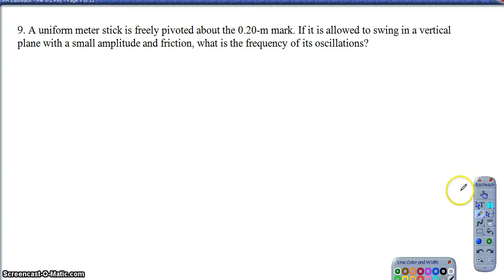Okay, so for part 2 of homework 8-2 here, we're picking up question 9, and this is a good question. This is kind of the end of section 8-2 notes, where we saw we had physical pendulums, right? So they're asking us what's the frequency of the oscillations.